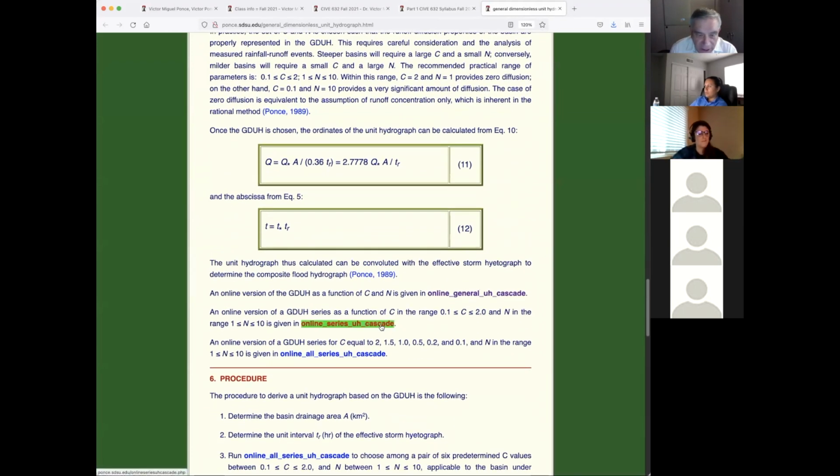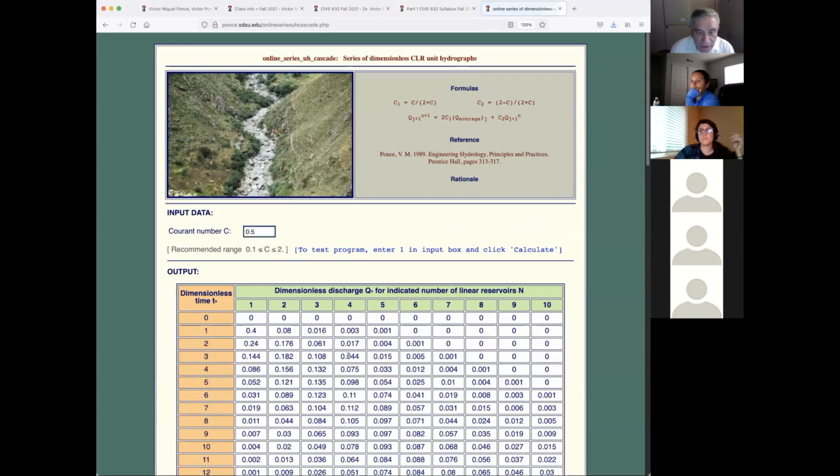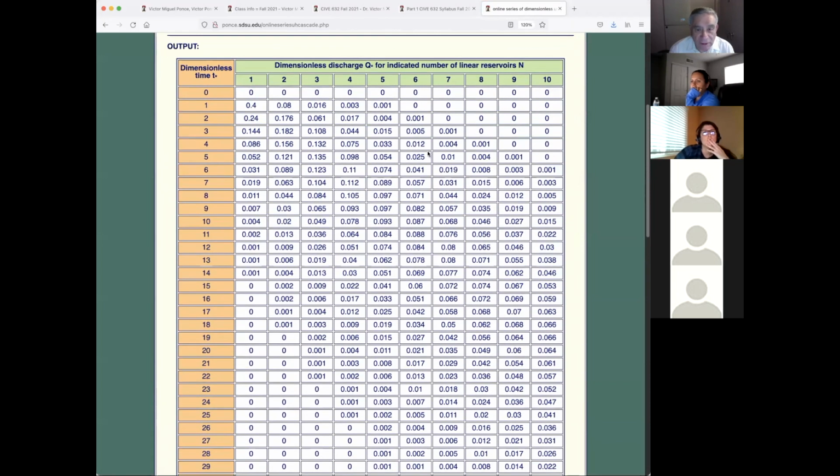The other calculator is GDUH, a function of C in the range 0.1 to 20. In C, what did we have in here for C? I think we had 0.5. Recommended range between 0.1 and 2, correct. So we get all the unit hydrographs. These are all the unit hydrographs.